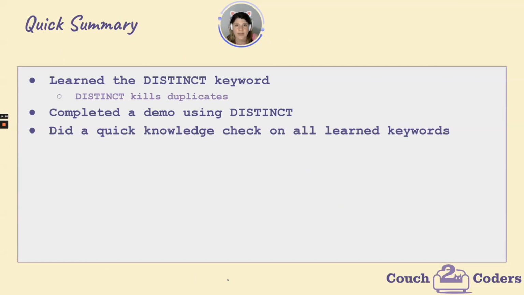Let's wrap up everything we've gone over in this lesson. First, we learned what the distinct keyword is, and we have our cute little thing to remember. Distinct kills duplicates. We also completed a quick demo using the distinct keyword along with a select, from, and limit. And then we rounded out this lesson doing a quick knowledge check on all of the keywords we've learned so far. In the next lesson, I'll give you an opportunity to practice using the different keywords we've learned, including distinct. See you then.